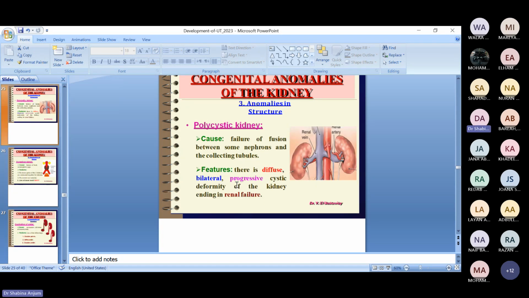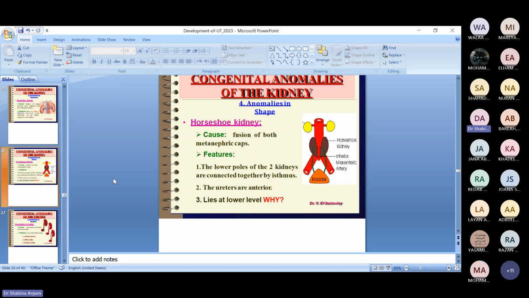Polycystic kidney: as I just told you, the lobulation persists due to failure of fusion of the nephrons and the collecting tubules. It will develop from two structures and finally fuse, just before birth, but if there is failure of the fusion, there will be formation of cysts. It is called polycystic kidney. Diffuse bilateral progressive cystic deformity of the kidney may finally lead to renal failure.